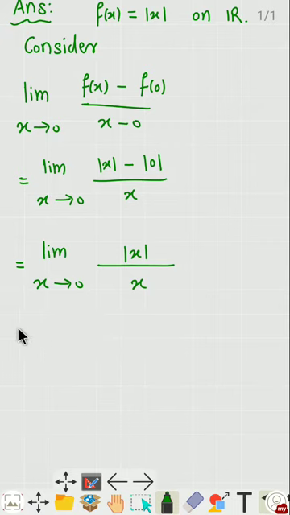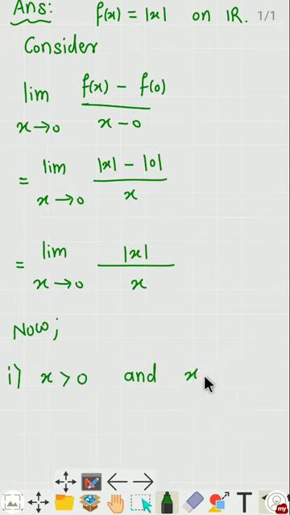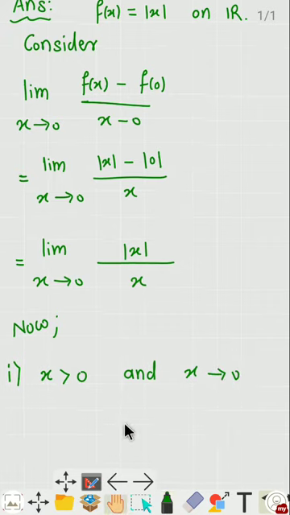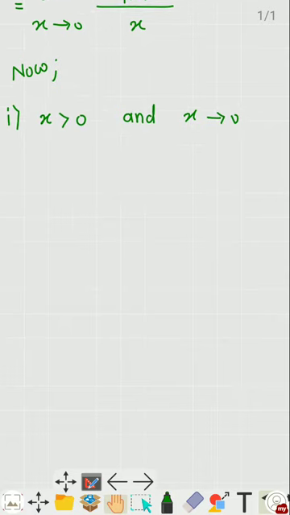Now let us take the first case. As x approaches 0, there are two ways to approach 0: either from the left hand side or from the right hand side. Therefore, let us take the first case: if x is greater than 0 and x approaches 0, then x approaches from the right hand side.